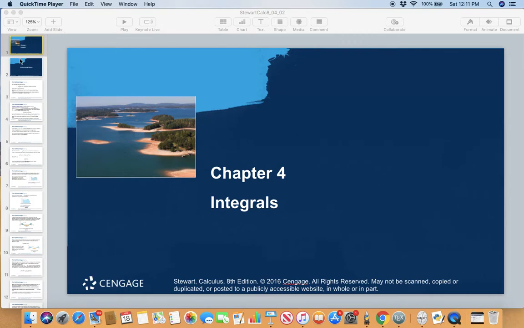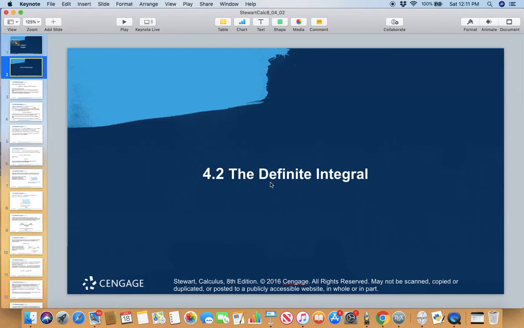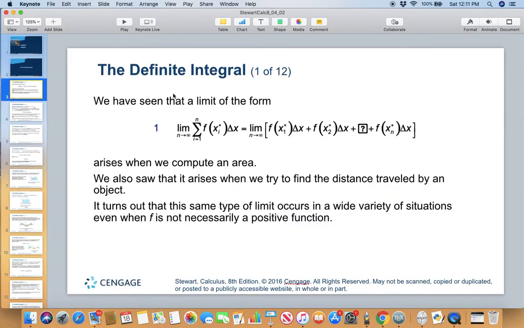Back. So we are now on section 4.2 of chapter 4, the definite integral. Okay, definite integral. So let's see what we have seen so far.